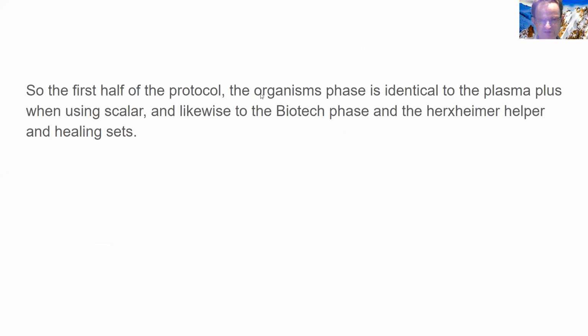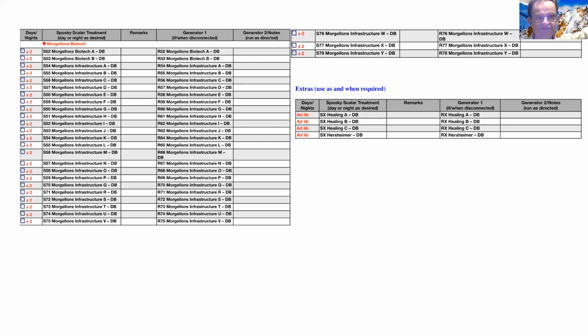The first half of the protocol uses essentially 3 generators. The organisms phase is identical to the plasma plus when using scalar, and likewise the biotech phase and the Hexima, helper, and healing sets. So everything we've covered when talking about the 3 generator plasma is the same as the 3 generator scalar. And this is the final part containing all the other sets, and it's just the same.